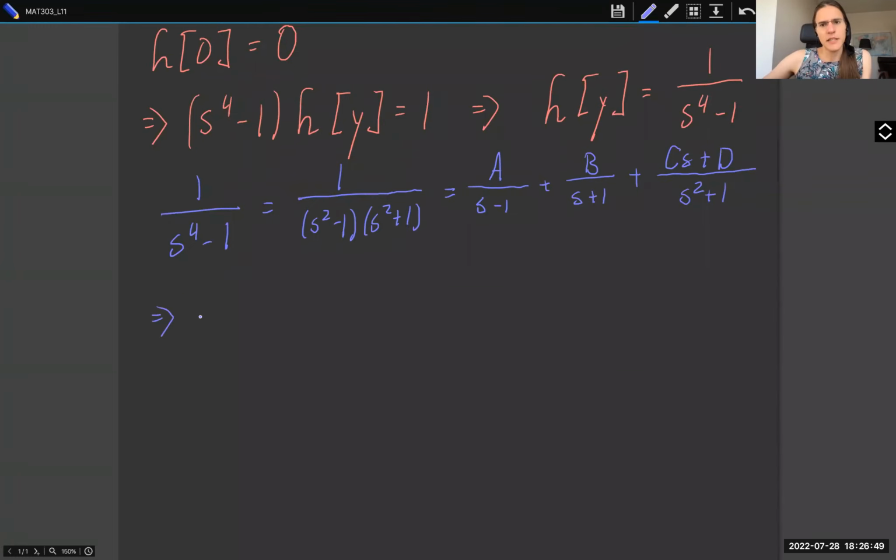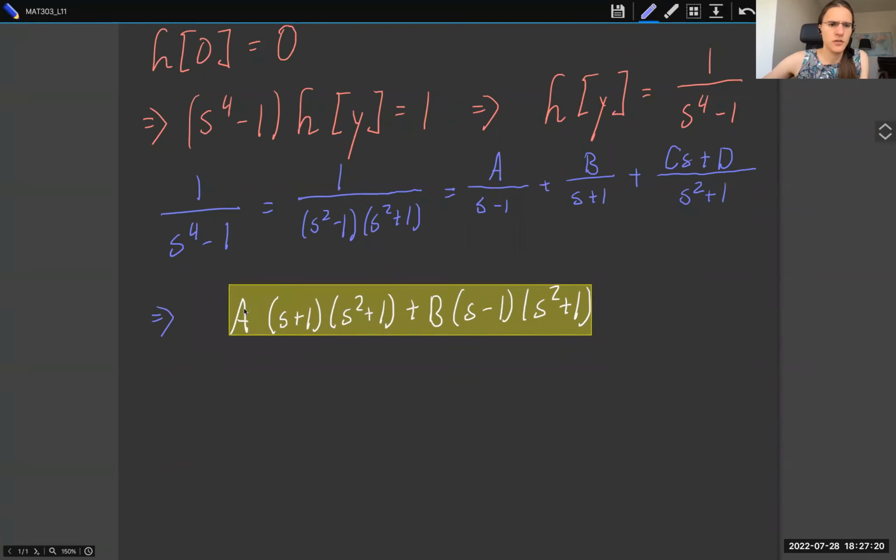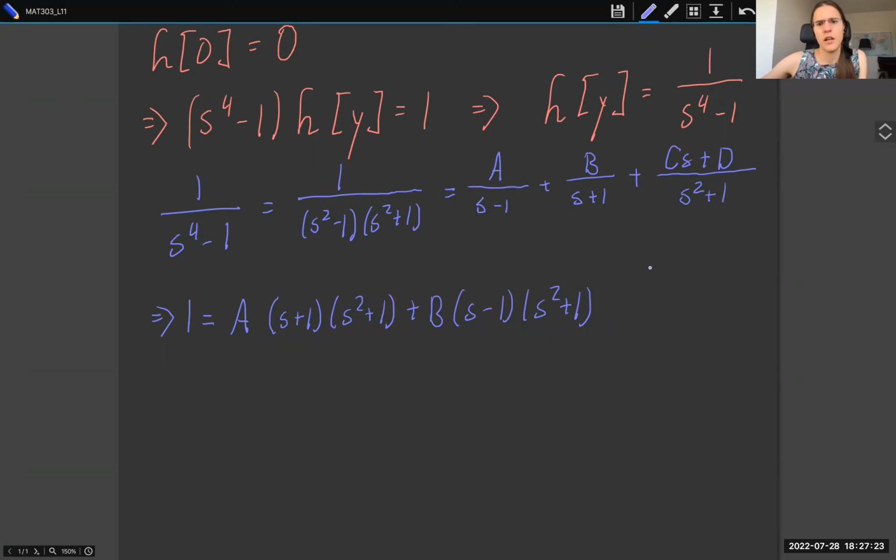And so what all of that tells me is that A times s plus 1 times s squared plus 1, plus B times s minus 1 times s squared plus 1, well, let's say 1 is equal to that, plus Cs plus D times s squared minus 1.